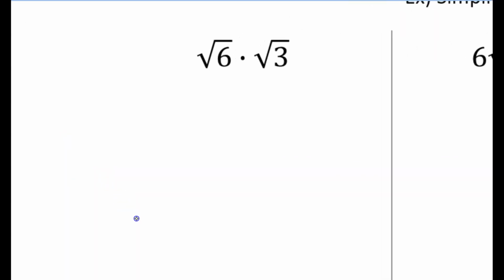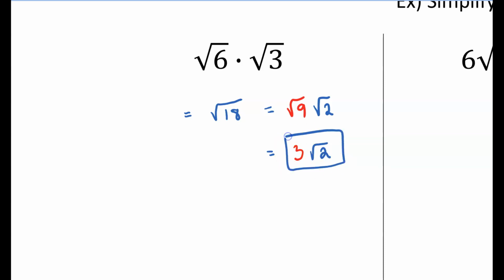All right, let's check out these examples. Square root of 6 times the square root of 3. Okay, I can't simplify right away. I'm just going to multiply these. So 6 times 3 is 18. Now 18, does that have a perfect square as a factor? It sure does. That would be the square root of 9 times the square root of 2. And the square root of 9, we know, is 3. So this is 3 square root of 2, and there's our answer.